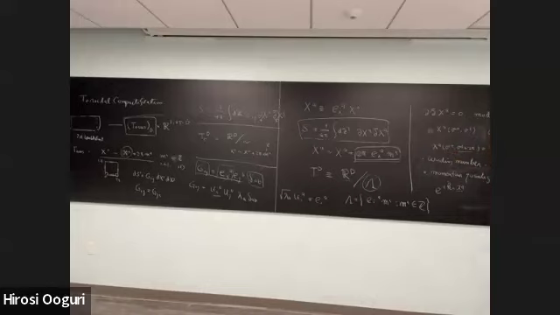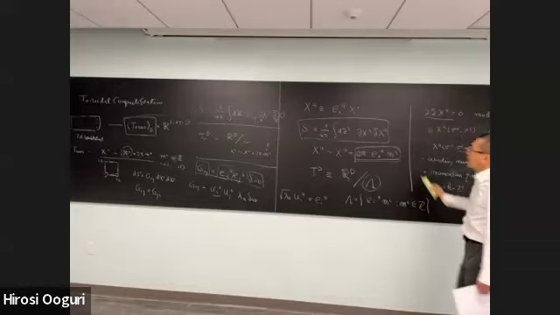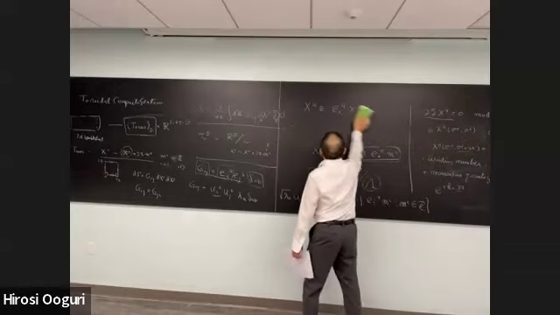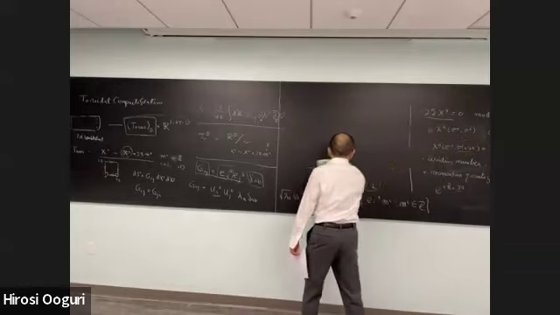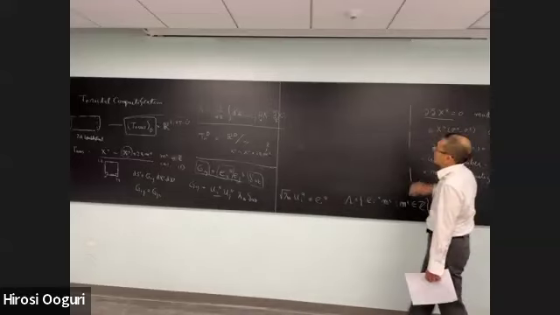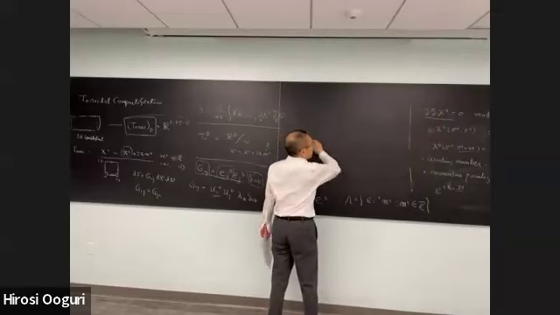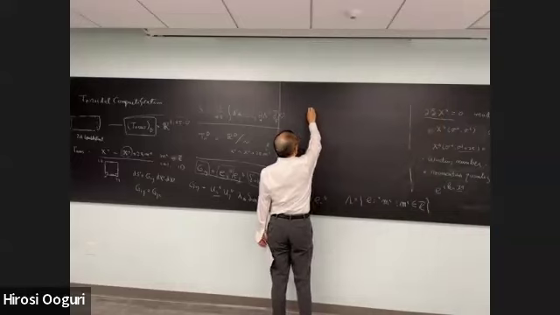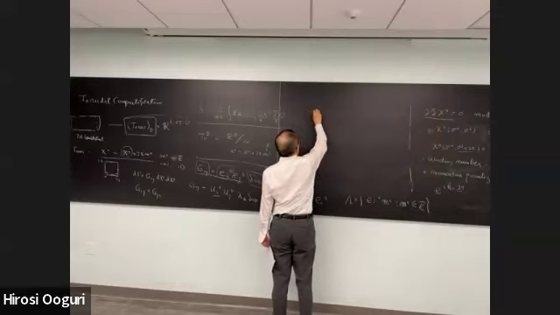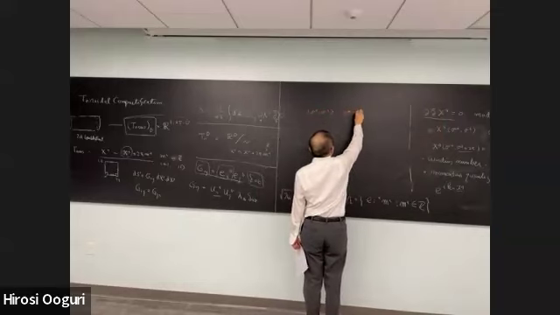Remember that when we find the solution to this equation. Okay, so maybe I should remind you what the solutions to this equation are. Let's start from this. What are the solutions to this equation of motion? Well, we have this coordinate sigma 0, sigma 1, and sigma 1 is periodic.